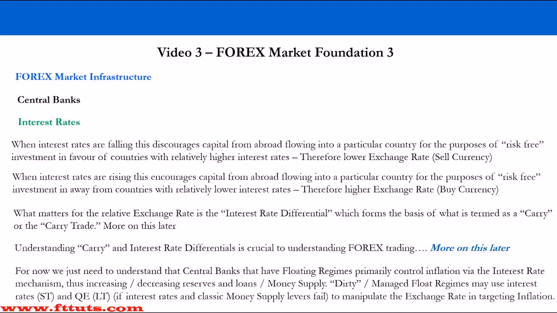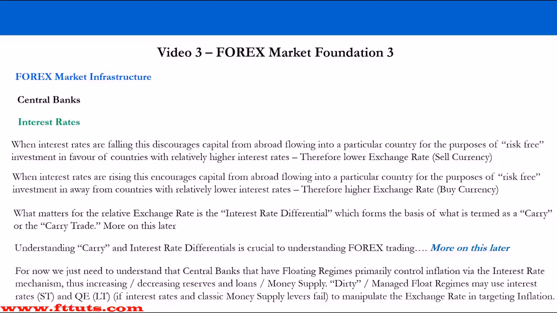Basically, this means that money flows to risk-free investments and the money gets a carry in the interest rate. Understanding carry and interest rate differentials is really crucial to understanding Forex market trading because it forms one of the major fundamental drivers of exchange rate value.